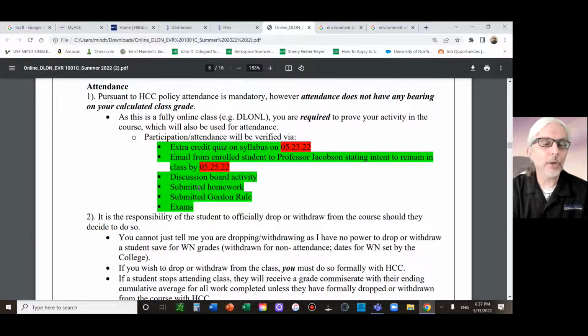Of course, you're going to submit homework. It's due on the day of the test. I'll get to that. You have a Gordon rule. It's required. HCC decided that environmental science is a Gordon rule class. That's not by me. The college decided that. And of course, you have exams. Between all of that, yeah, you're showing attendance.